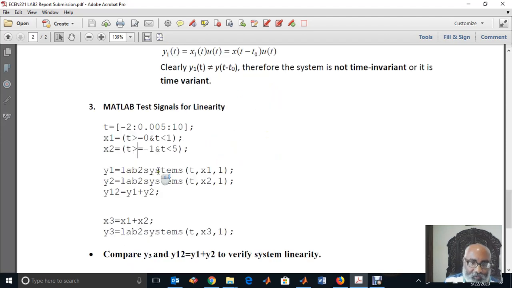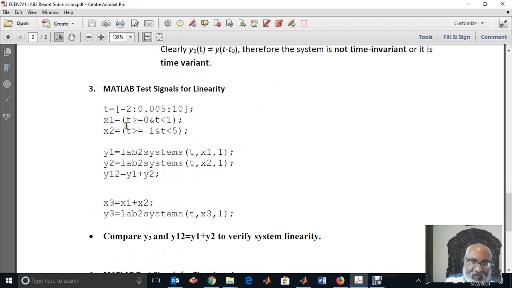How do we do this? Okay, we do it again. Here is the time vector. X1 is between 0 and 1, it is 1. X2, I create another X2, which is 1 between -1.